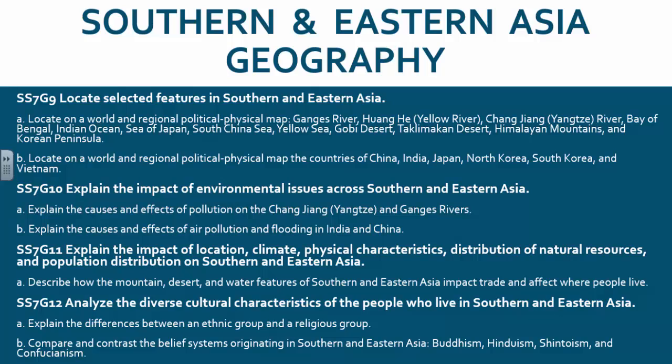It also asks for them to explain some of the environmental issues, look at the location, the climate, the physical characteristics based on where people live, and to look at the different cultural characteristics of the people who live in Southern and Eastern Asia. There's a lot of elements and a lot of pieces to these standards, so please pause this video if you need to spend some more time examining these standards.